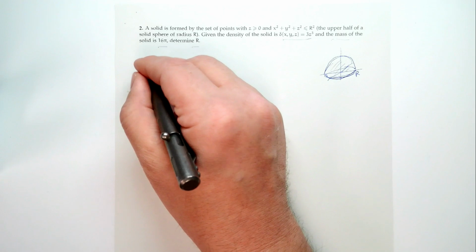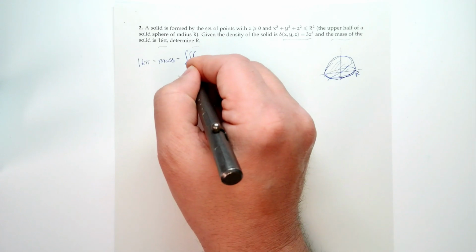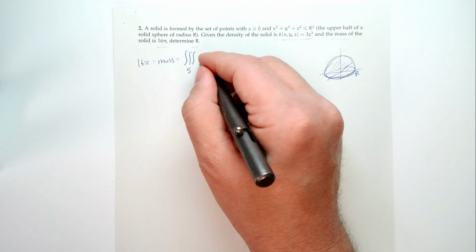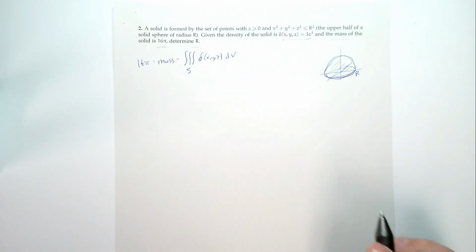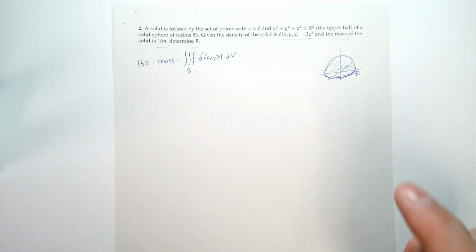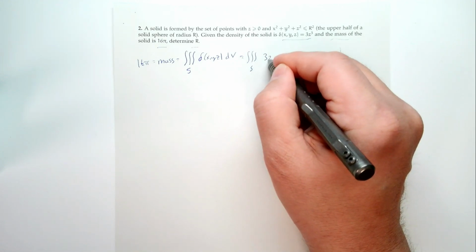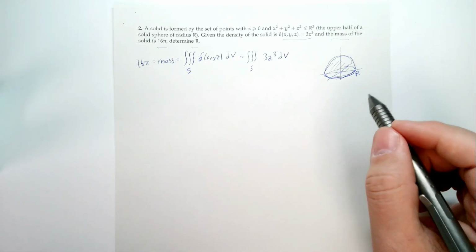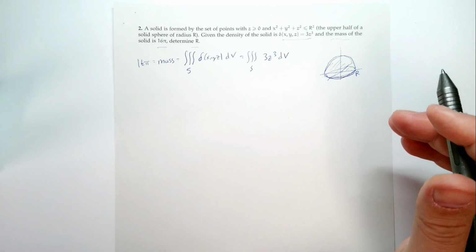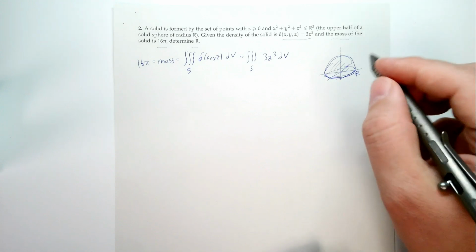We just have to figure out what the right parameters are. Now, one of the things we should figure out is what we're doing. So 16 pi, that's our mass. That's what we're told. And if you want to find mass, you integrate over your solid of your density function, dV. Now, the question is, how do we actually integrate this function? So this is the integral over our solid of 3z cubed dV. Well, we have to make a choice. What coordinate system should we be using? And here, we have the top half of a sphere, so let's go spherical.